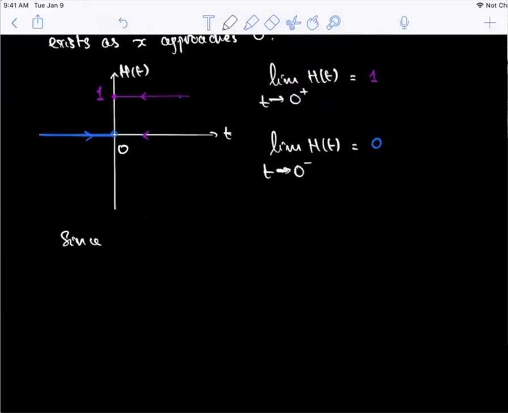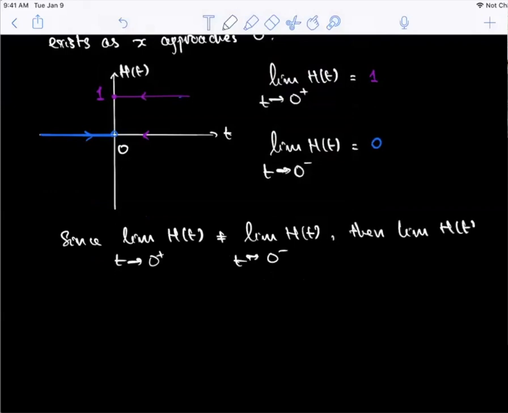Since the limit of H of t as t goes to 0 from the right is different from the limit of the function as t goes to 0 from the left, then the limit of the function as t goes to 0 does not exist. Or you can write DNE.